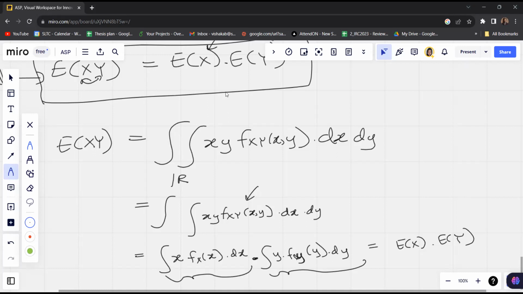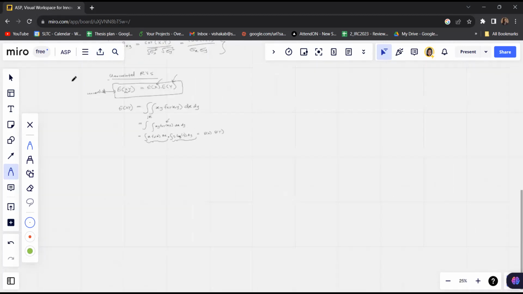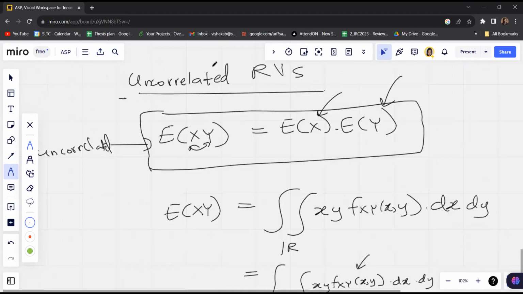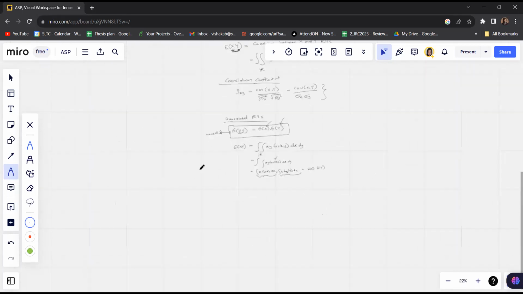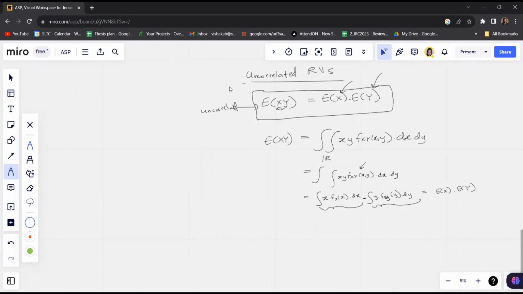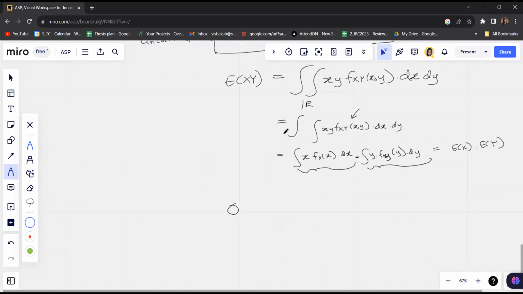So do you have any questions? Right? So in the uncorrelated case, you need to consider this as the behavior of uncorrelated random variables. E[XY] is equal to E[X] E[Y]. You have to consider this expression as the behavior of uncorrelated random variables. So if you have any questions, you can put them in the chat.